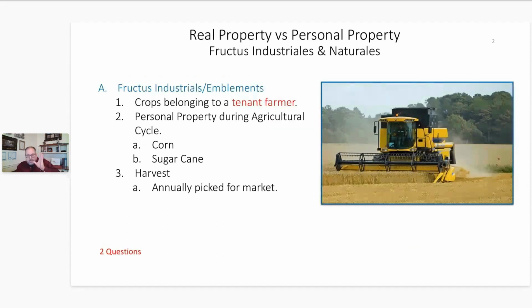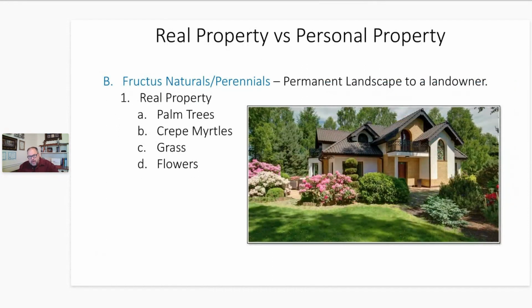So remember, fructus industrials means we're talking about crops that are growing. Implements is another term. Crops that are growing that will be harvested, which means they're coming out of the ground, that's considered personal property, versus fructus naturals or perennials, which are permanent to the ground. They're going to be real property. So you want to know the difference when it comes to crops and perennials: fructus industrials or implements, and perennials or fructus naturals. Personal property, real property.